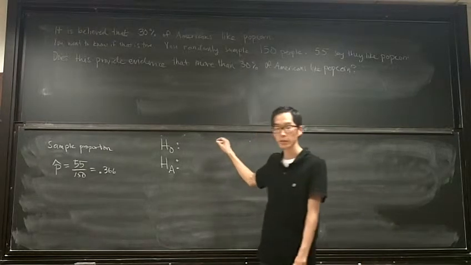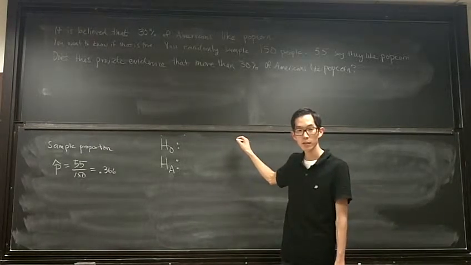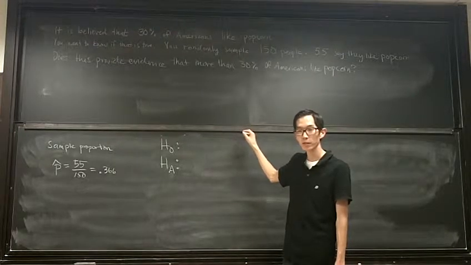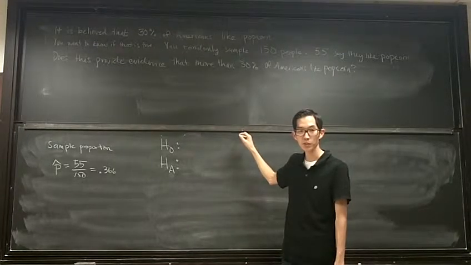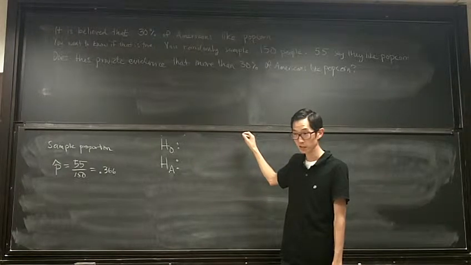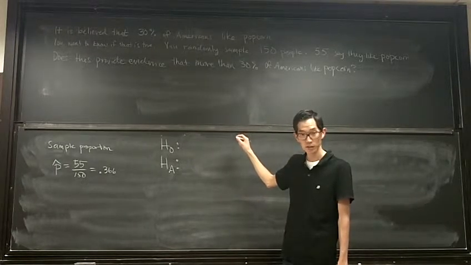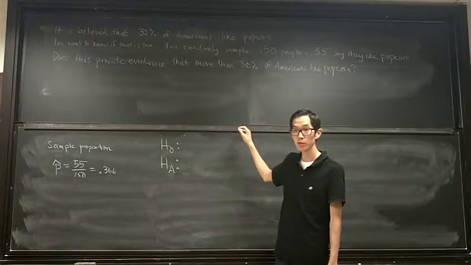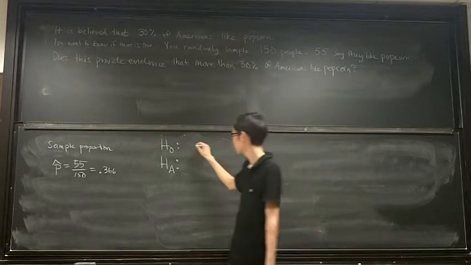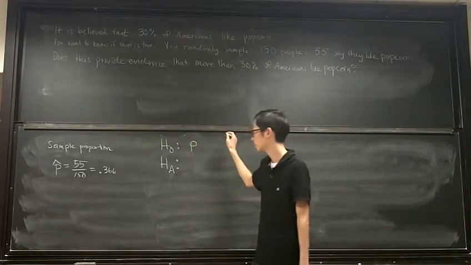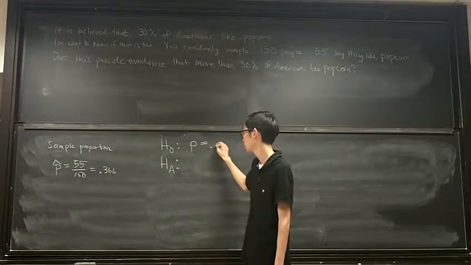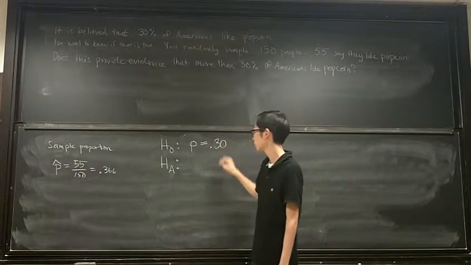So how would I write that? I'd write the proportion of Americans that like popcorn is 30%. So what does that look like symbolically? What symbol do I use to represent proportion of a population? P. So I would say P is equal to 30%.